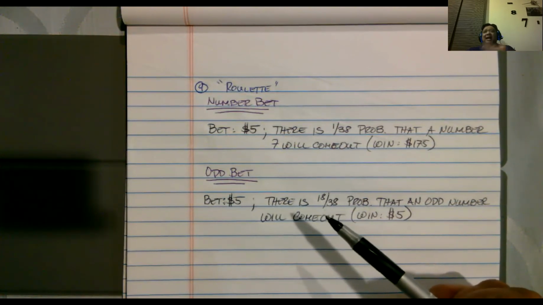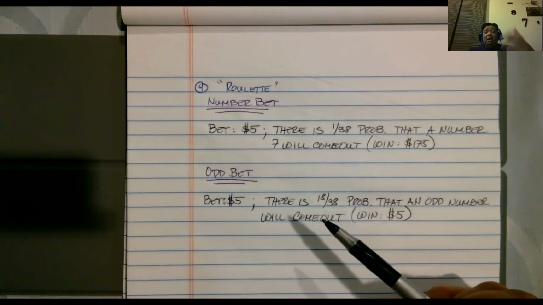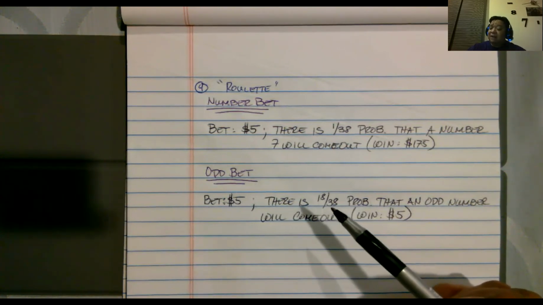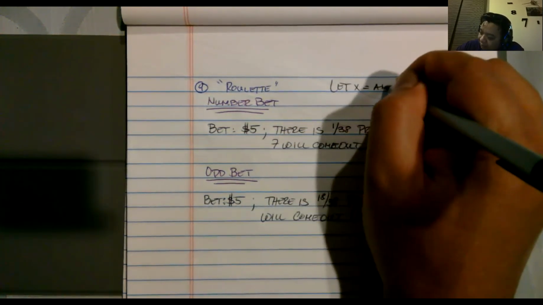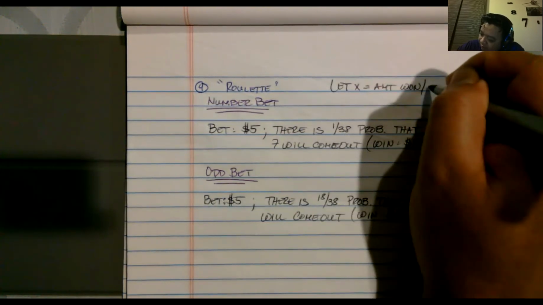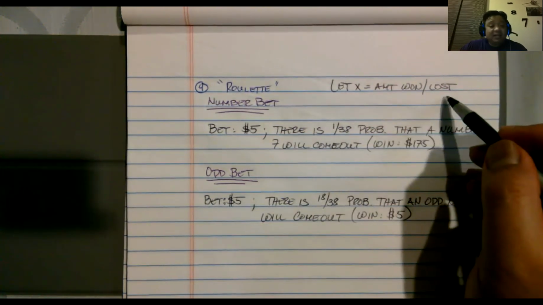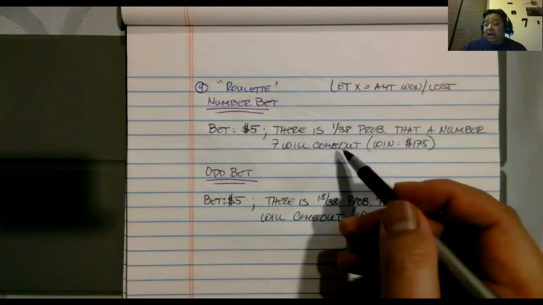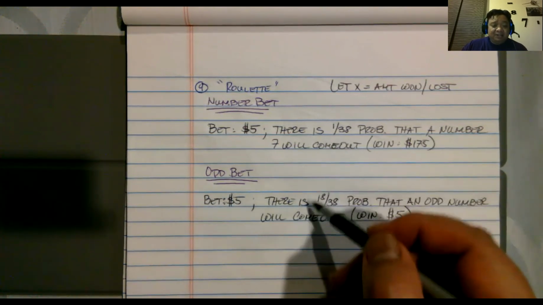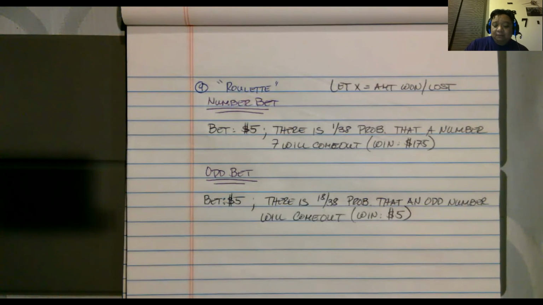Now you cannot let win and lose be your variable, right? Your variable cannot be win or lose because we are talking about discrete random variables, so they have to be numerical. So in this case, let X be the amount won or lost. If you lose, then it will be negative. If you win, then obviously it will be positive, okay? So I want you to create a probability distribution for each one of these. I'm gonna pause the recording.